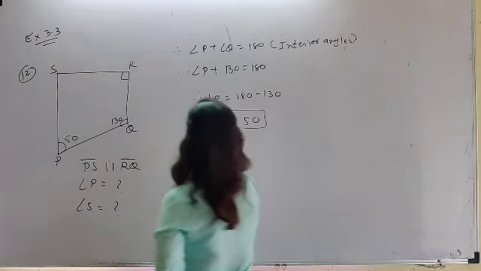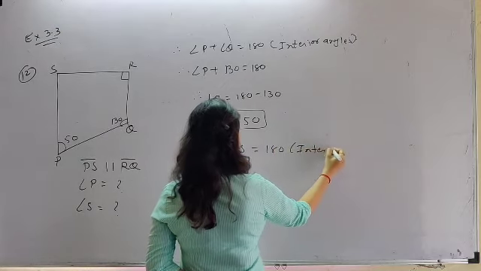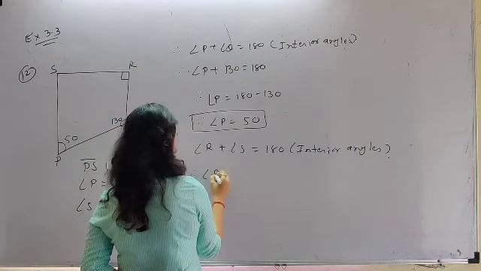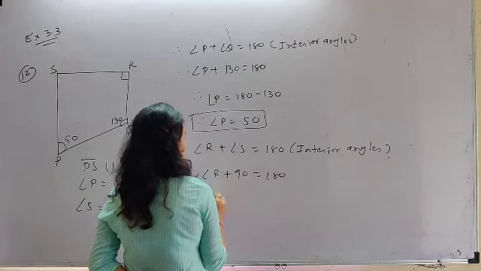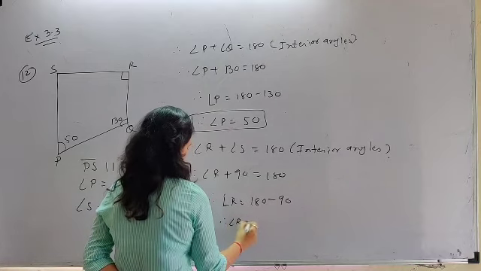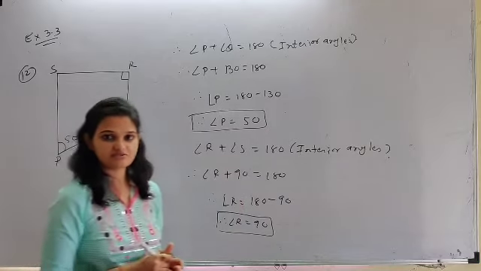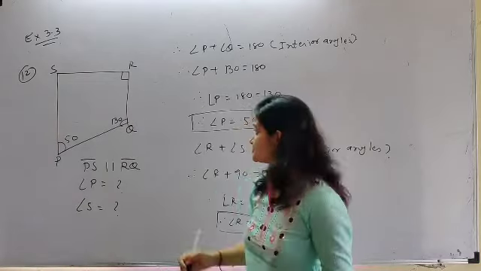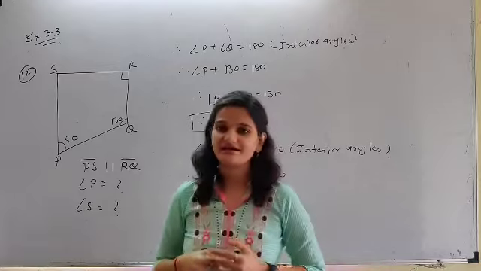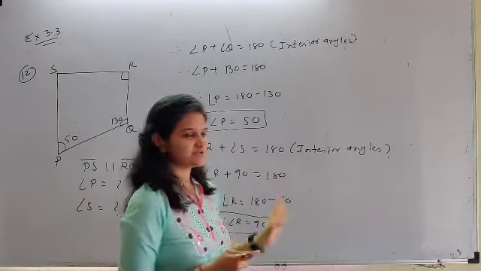Now next, angle R plus angle S is equal to 180. Same reason, interior angles. So angle R plus 90 is equal to 180. So angle R is also 90. Now we can find this angle with another method, that is, the sum of all four angles of a quadrilateral is equal to 360. So 360 minus the sum of these three angles is equal to the fourth angle. So we can find it by two methods.